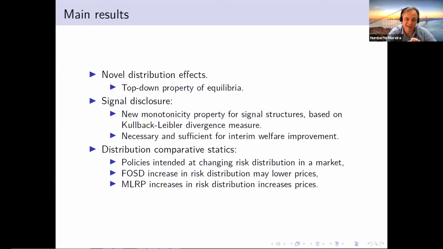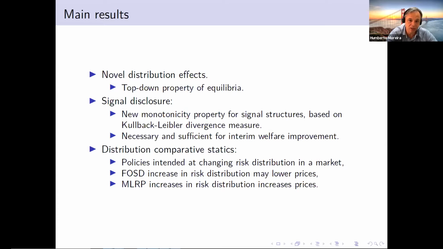So it's like a characterization result in terms of what are the signal structures that are going to be the ones where you want to release information, right? And in terms of the comparative statics, if you think about the policy intervention that tries to change the risk distribution in the market, we have a sharp answer for when this change in the distribution is going to be beneficial or not for the economy, right?